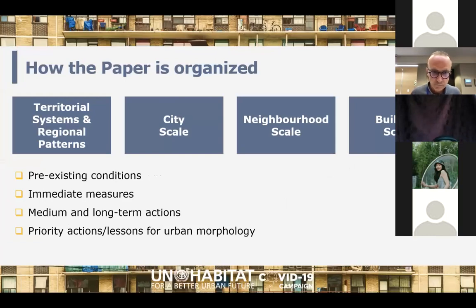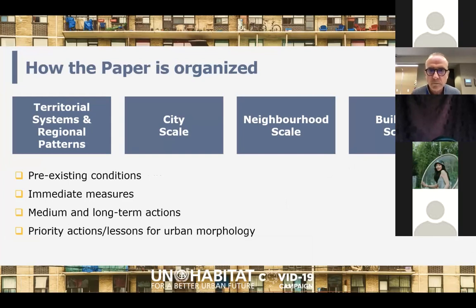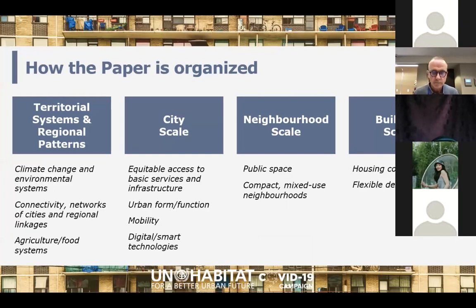The different scales that the paper talks about are the territorial and regional scale, city scale, neighborhood scale, and finally the building scale. Under each scale, the existing preconditions are examined along with the immediate measures undertaken to control the virus as well as long-term actions that cities plan to take in wake of future pandemics. Under each theme, priority actions and lessons are listed for urban morphology. The topics covered under each of the systems are listed here, which we will discuss in the coming slides.